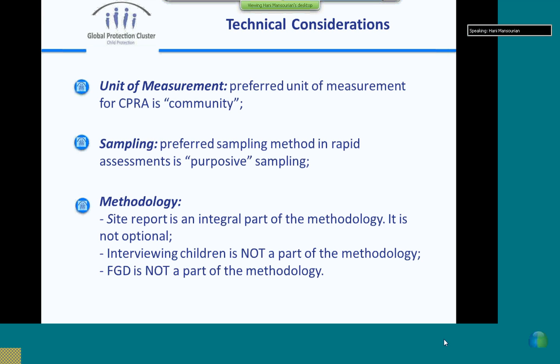Sampling, as we all know, the best, academically speaking, the best and most accurate sampling method is random sampling, but it has its own limitations. Random sampling requires a very large sample size to be representative. Therefore, what we prefer to use within the CPRA is what we call purposive sampling, as it's called in the academic world. What it means is we first identify different scenarios within the affected population. The scenarios are defined based on how much we think different parts of this population are affected and how their needs might be different.